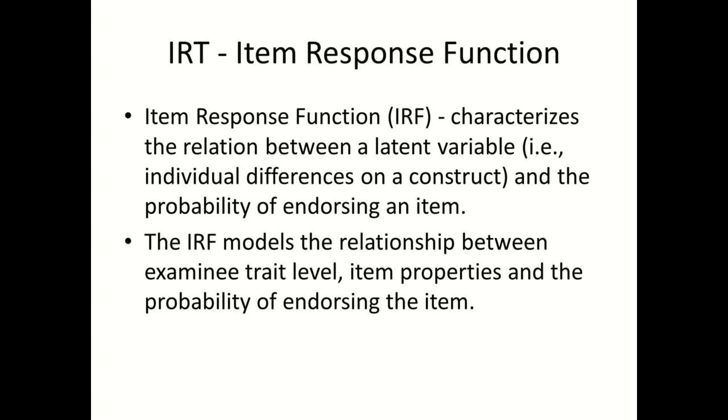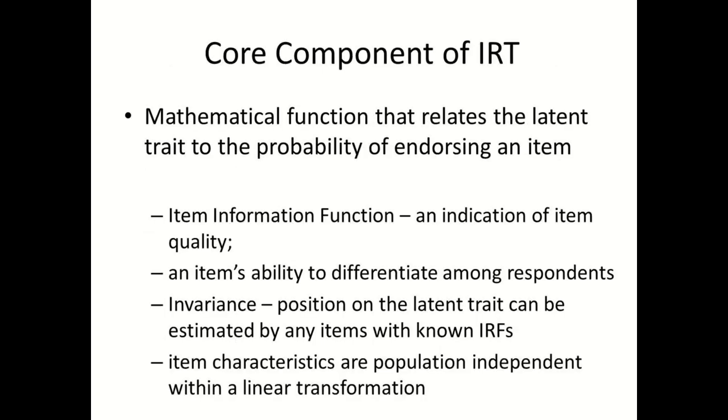So it links mathematically the abilities of the person taking a test, the properties of the item, and the probability of endorsing that item by that person. So it's a mathematical function. It gives us some idea about the item quality. It tells us something about the ability of the item to differentiate among respondents, because we typically want to use a test to differentiate people. Should that person go to school, or should that person wait for another year? Does this person need treatment or not?